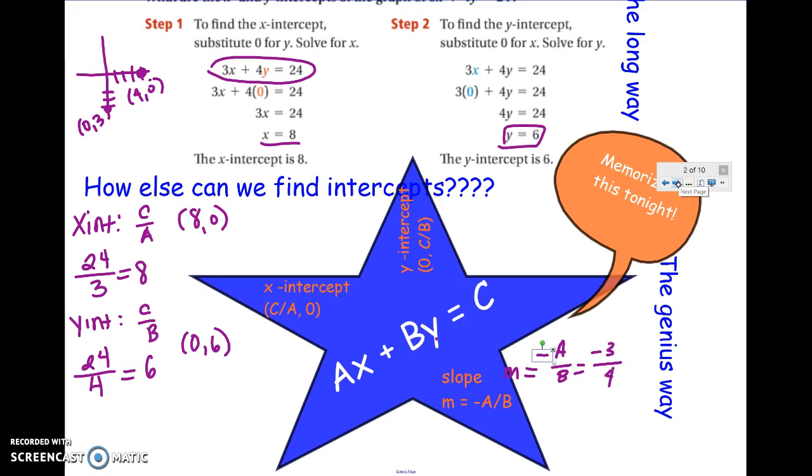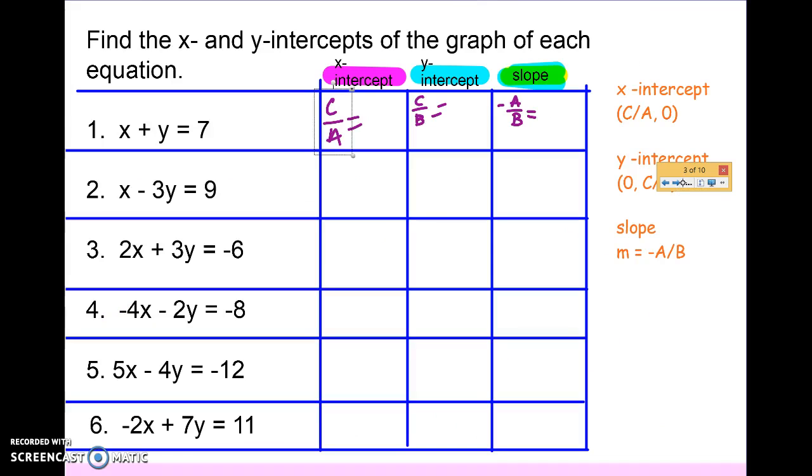So memorize those formulas, because if you're already working in standard form, it'll make it a lot easier for you to solve it. Alright, so let's try a couple. If you look at this first problem, it's 1x plus 1y equals 7.